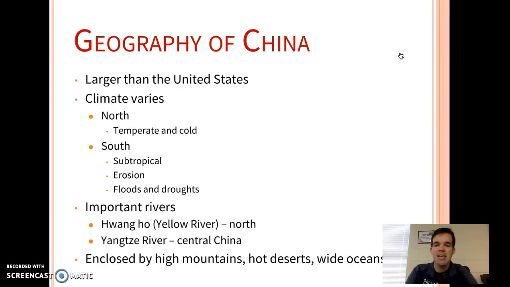To the east and the south, you've got green area. You've got green grassland, very fertile land. To the north and the west, in the north is very cold, very temperate, not good farmland, not good area for people to really stay. In the south, it's subtropical. Good weather. The only issue, though, is erosion.